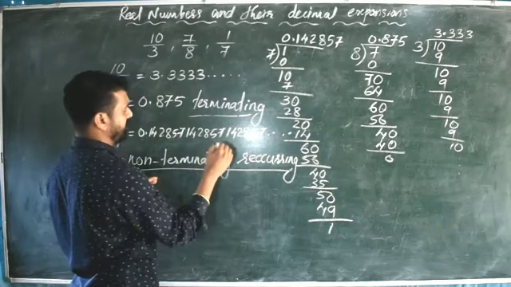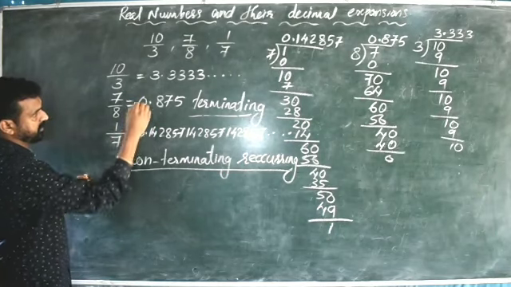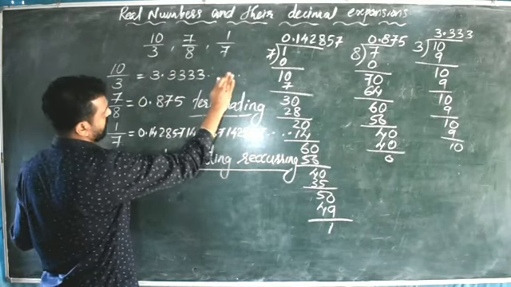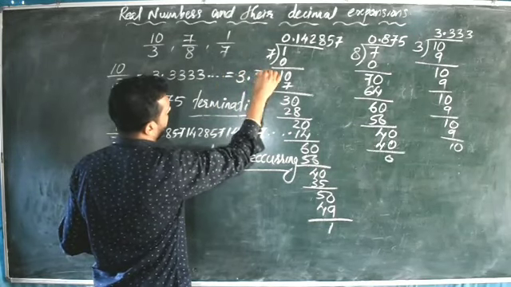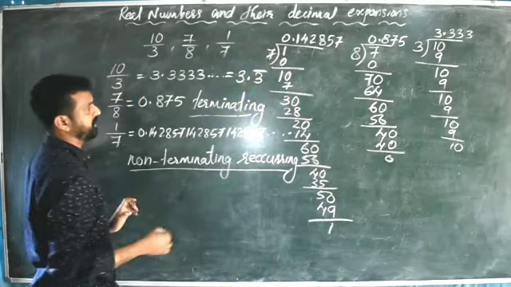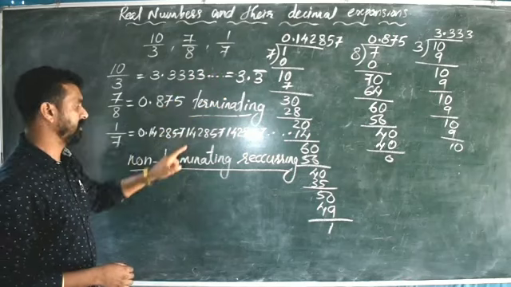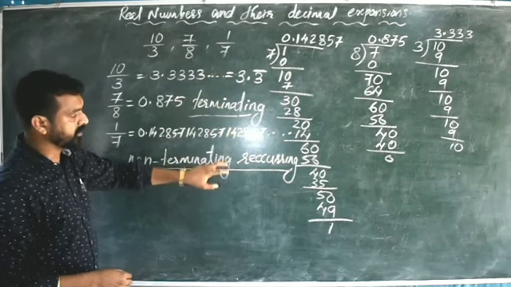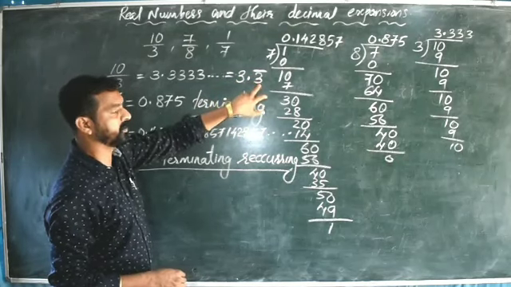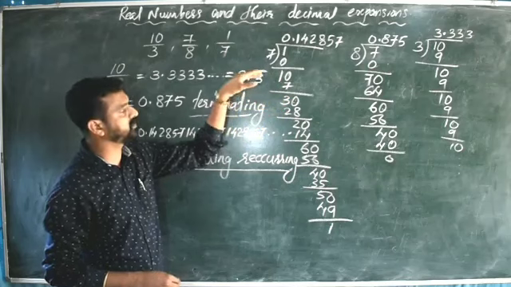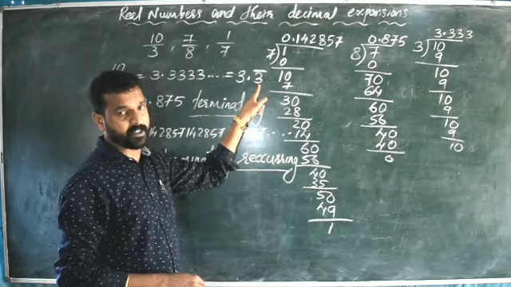Sometimes this non-terminating recurring decimal expansion we can denote this way: 3.3333 etc. we can write as 3.3 bar. 3 bar means 3 is repeating here. In this decimal expansion, it is a non-terminating recurring decimal, and non-terminating recurring decimals we write with a bar above the digit or block of digits after the decimal point that is repeating. That bar means that number is repeating.